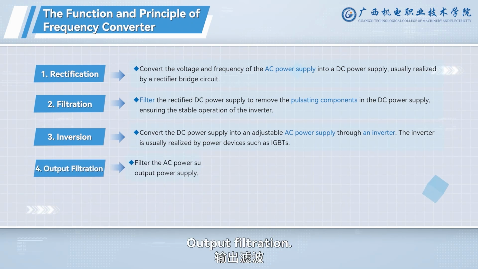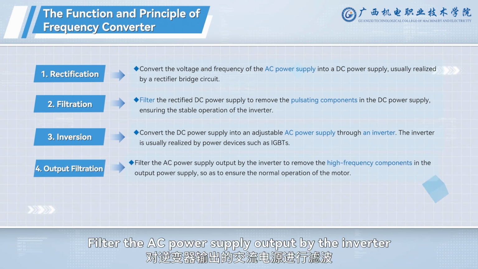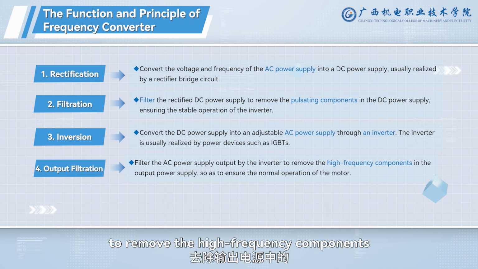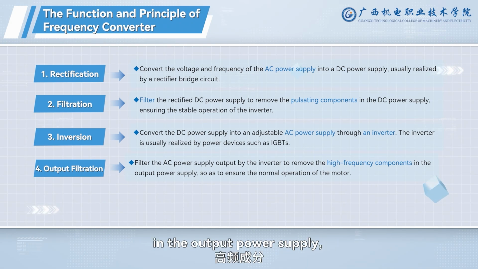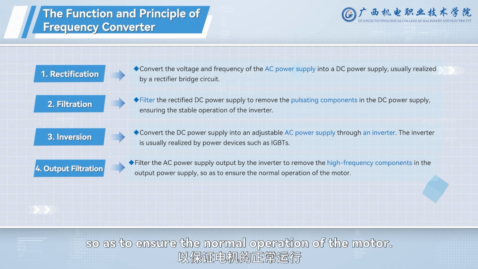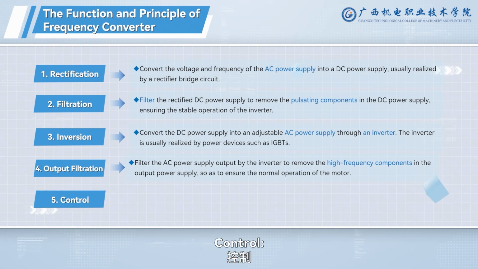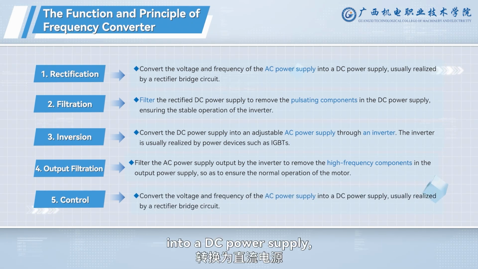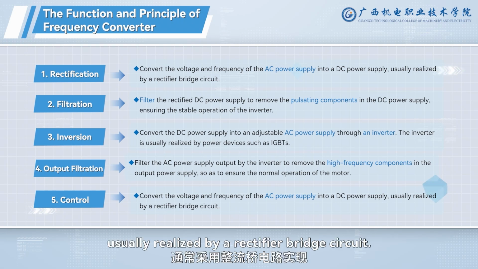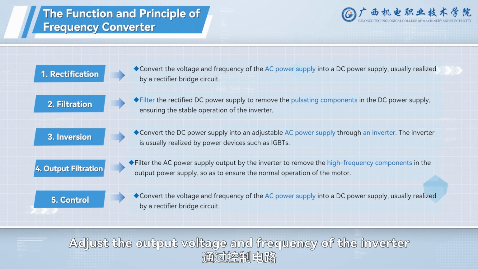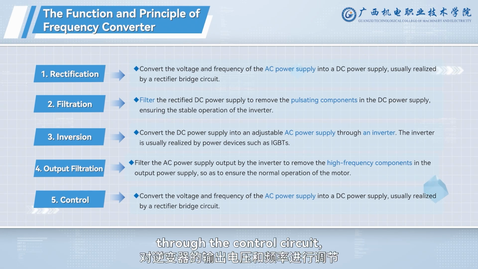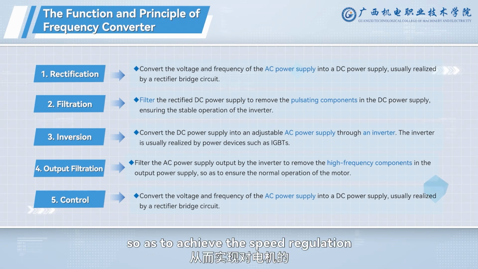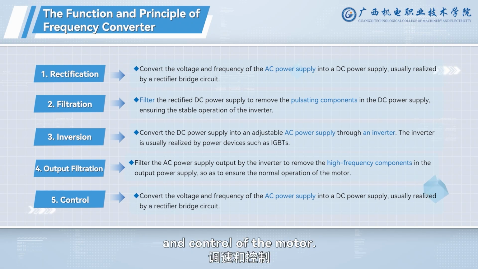Output filtration. Filter the AC power supply output by the inverter to remove the high-frequency components in the output power supply, so as to ensure the normal operation of the motor. Control. Adjust the output voltage and frequency of the inverter through the control circuit, so as to achieve the speed regulation and control of the motor.